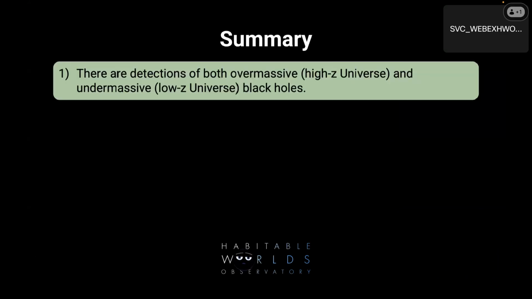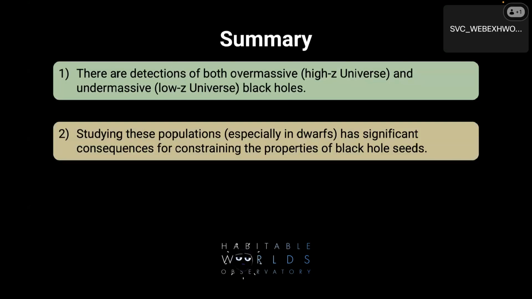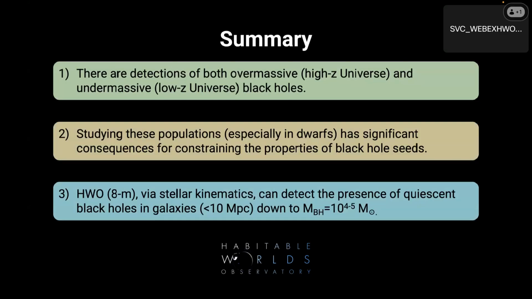As a summary, we saw that there are detections of both overmassive and undermassive black holes in the high redshift and in the low redshift universe. These populations, especially in dwarf galaxies in the local universe, have very important consequences for constraining the population of black hole seeds. And HWO, in particular in the 8-meter configuration, can detect the presence of quiescent black holes down to 10 to the 4, 10 to the 5 solar masses.